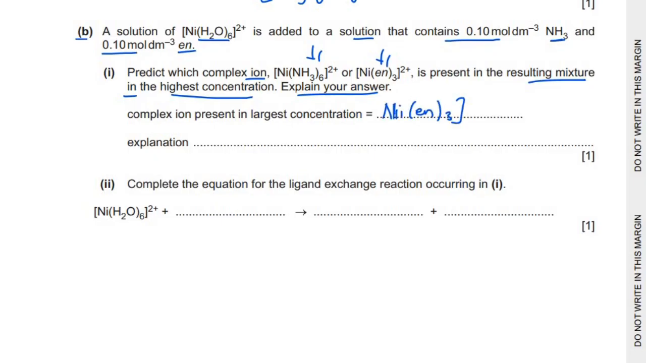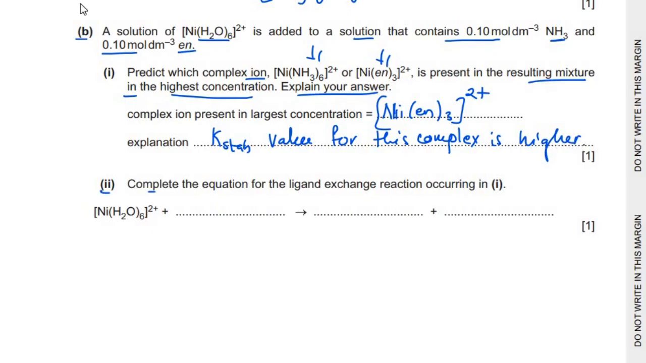So this is how we write the formula here, and the explanation which we can directly write is that the K stability value for this complex is higher or greater, you can write. So this is the explanation.